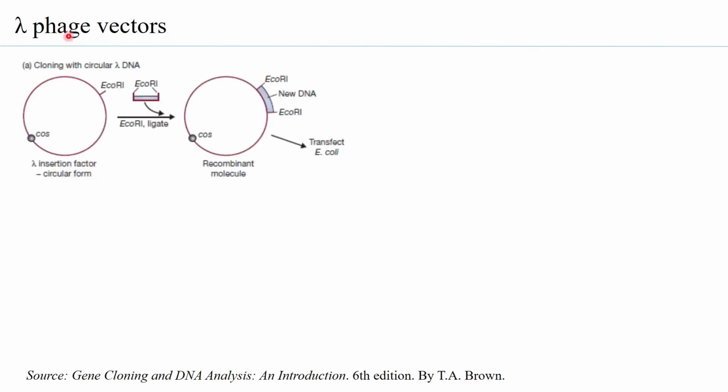Now lambda phage vectors can be used as a circular lambda DNA, or it can be used as linear DNA as well. When you have the lambda DNA present as circular DNA, because we know that the COS sites are basically sticky ends, they are 12 nucleotide long sticky ends. So two COS sites will come together to anneal, and then you have this circular DNA being formed. Here you have an EcoR1 site, say for example, then any DNA which has sticky ends of EcoR1 can get inserted over here when cut with EcoR1. So now you have the circular DNA with the new DNA present in the lambda phage DNA, and this can then be transfected into E.